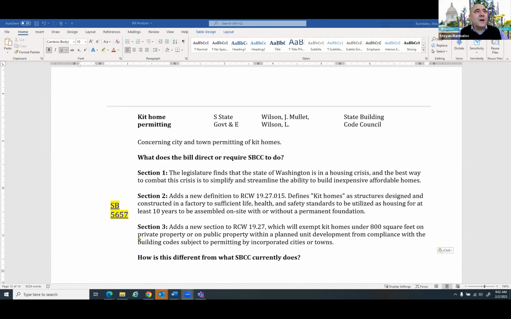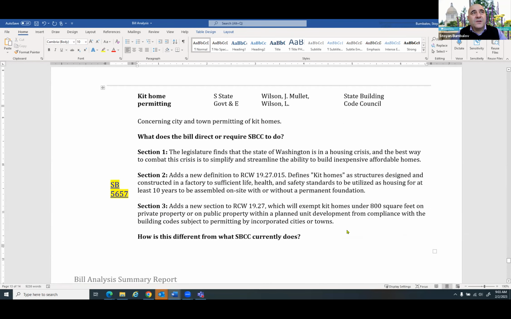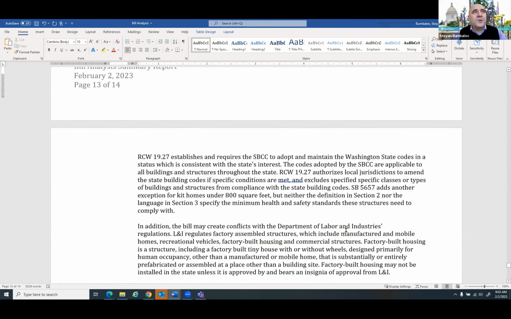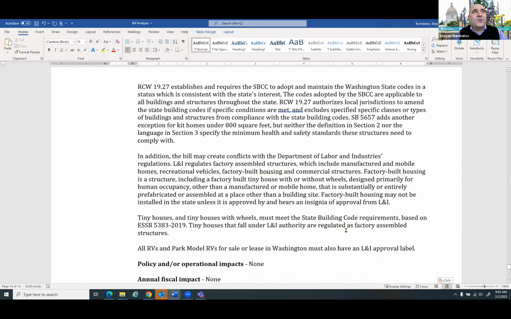Okay. There is a definition in 1927.015. It defines kit homes. And here is the requirement. It doesn't really add more work for the council, but adds an exception for homes under 800 square feet. I got the bill yesterday for review, and I didn't have a lot of time to analyze it, but this is what I got, and this is what I found.